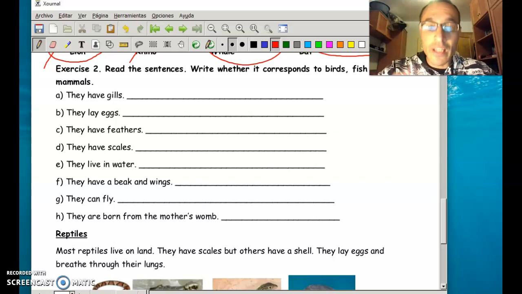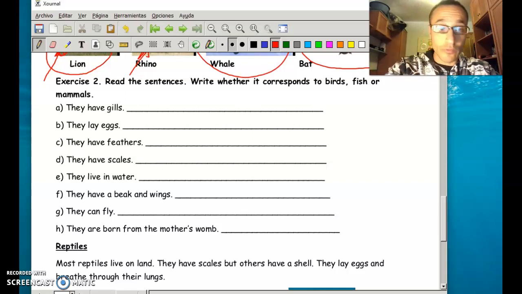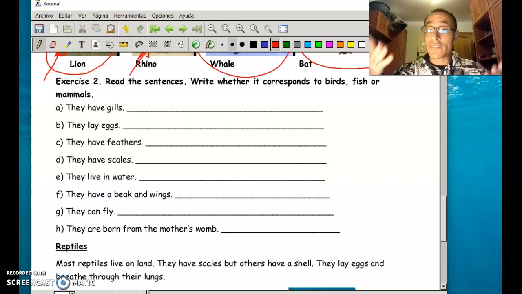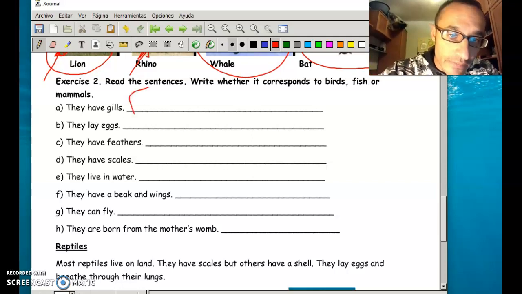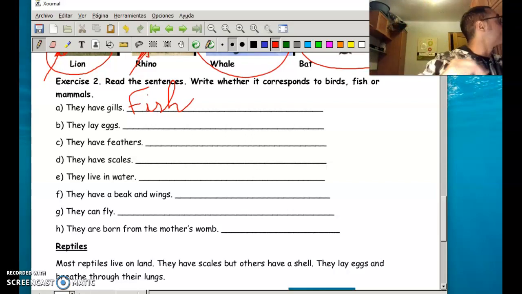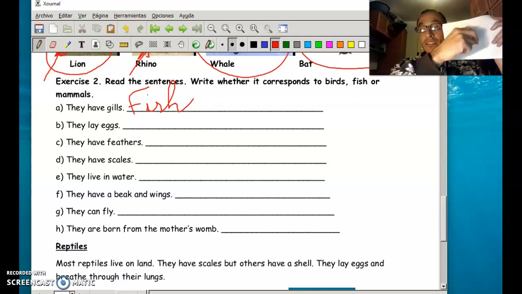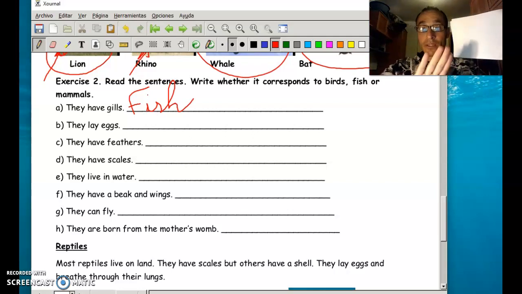You've got many sentences here. Write whether it corresponds to birds, fish, or mammals. So, for example, they have gills. What animals have gills? Fish, very good. Fish have gills. At this moment, I want you to pause the video, do all of it, just take your piece of paper, take your pen, write down all the answers, and then just check it out. Okay, so pause the video, pause it.